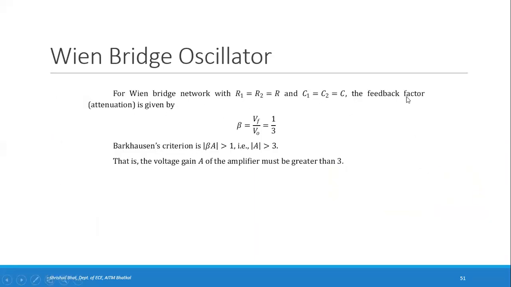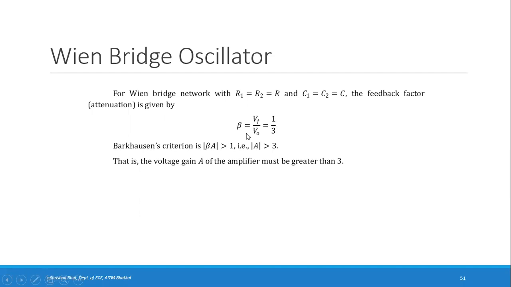The feedback factor, or beta, also called attenuation, is given by the equation VF by V naught. In this case, it should be 1 by 3. Like in the case of the RC phase shift oscillator, it was 1 by 29. Here it is 1 by 3.